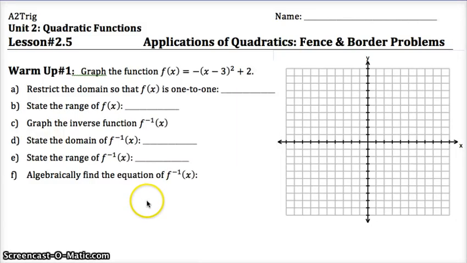Okay, this is a warm-up. We've already done this. You just did this on the quiz. Let's see if you did it right. Okay, it says graph this function and then restrict the domain so it's one-to-one, so you know what's going to come up. It's going to be an inverse question, as you can tell down here.